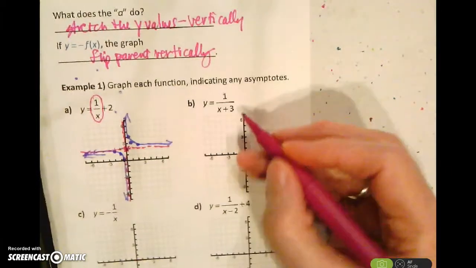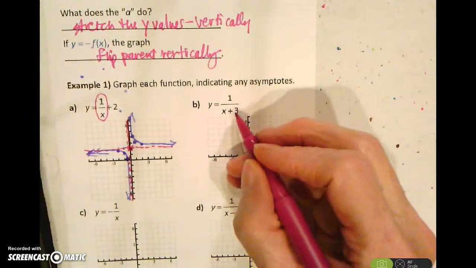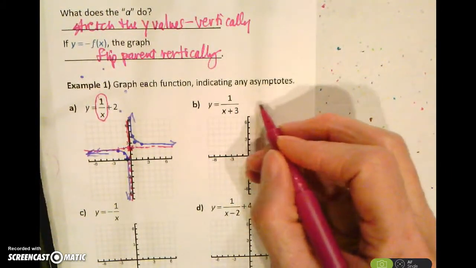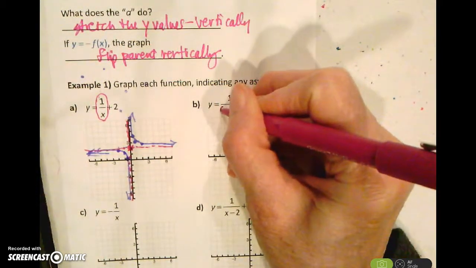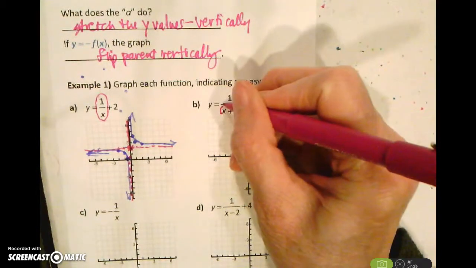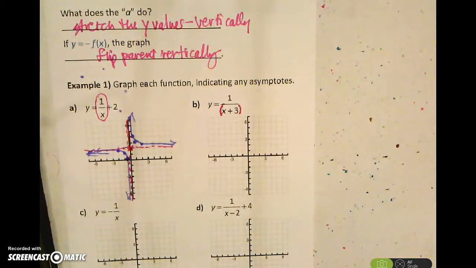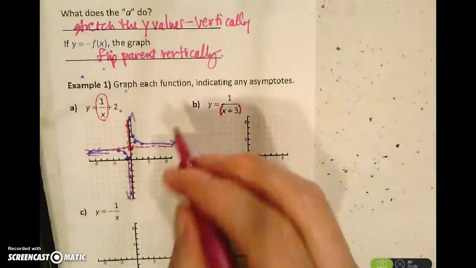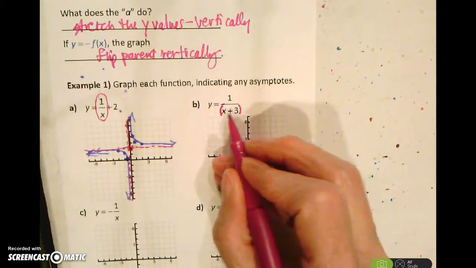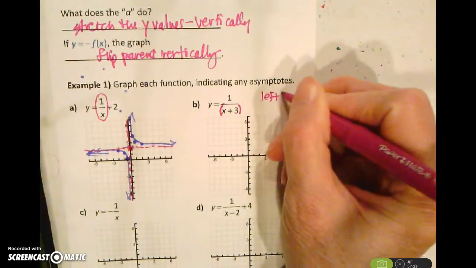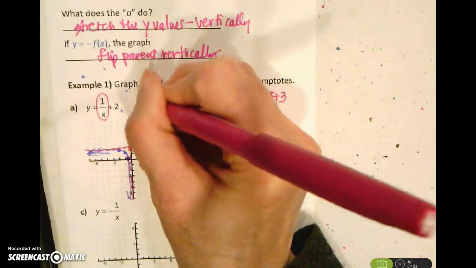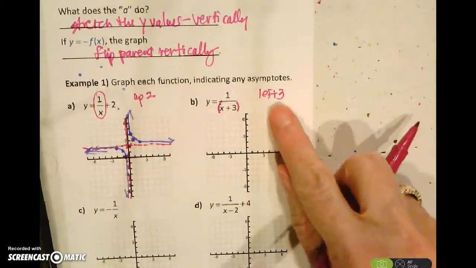This time, you notice, I've got a 3 added, but it's not out to the side of the parent. It's kind of in the middle of the parent. So remember that when you have a fraction bar, it's a grouping symbol, and these are actually grouped. So I have the 3 that's grouped inside with my x. So this is going to move it left 3. I guess I should have said over here, up 2. This one's going to go left 3.